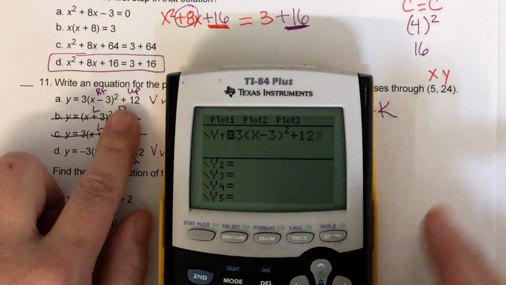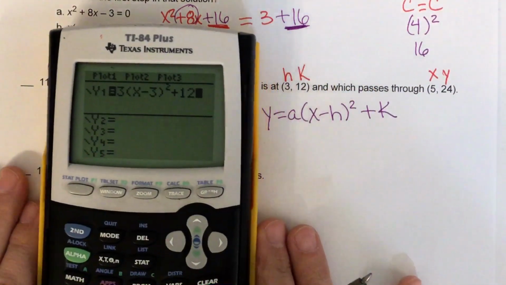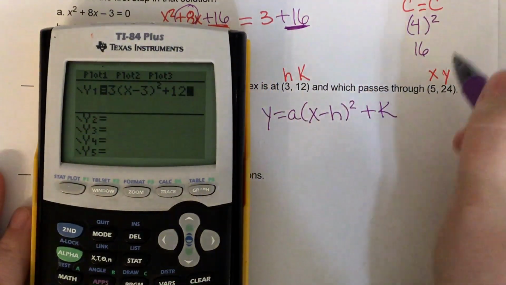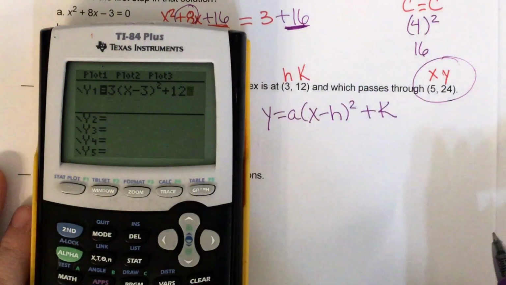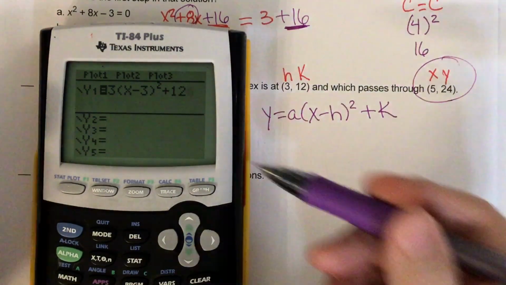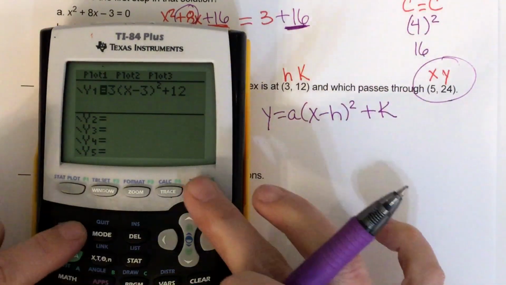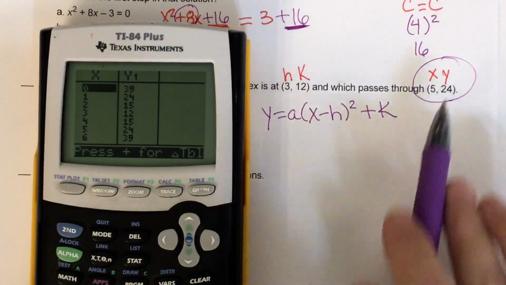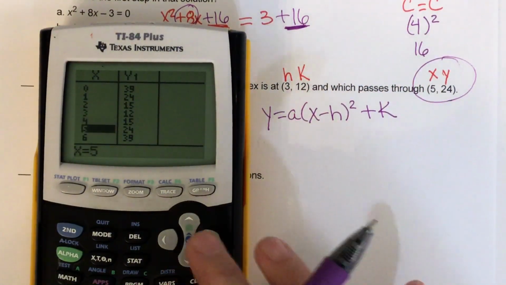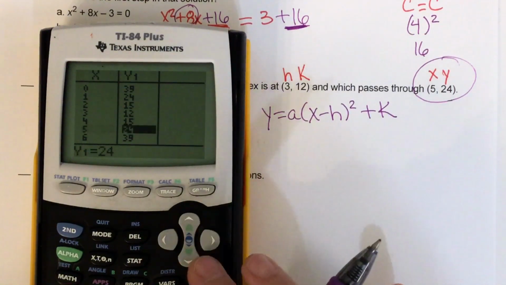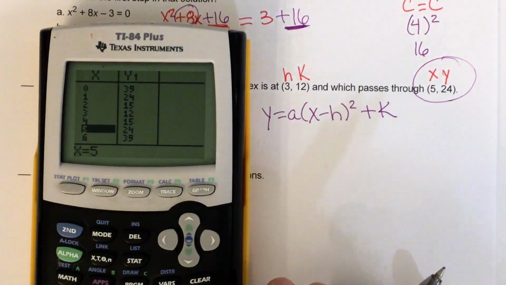So I know it's got the right vertex. What I want to know is, does this graph go through the point (5, 24)? Well, let's see. Let's go to our table. Second graph, and let's see if (5, 24) is there. And guess what? (5, 24) is there. So that means A is the answer.